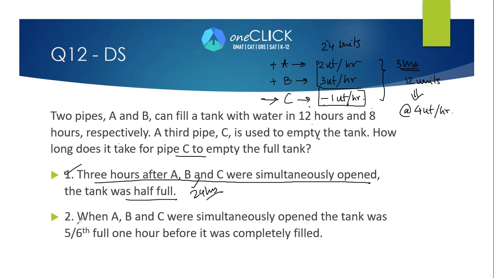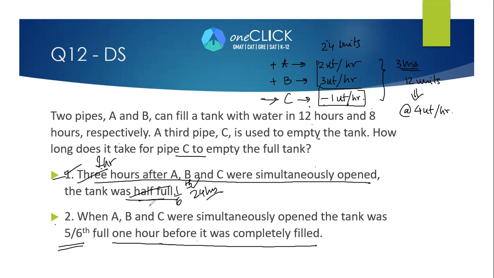Now number 2 is basically the same as 1. See, in 3 hours, if you have filled up half, then in 1 hour, you would have filled up 1/6. So that's what they are saying. That if they were open simultaneously, 1 hour before it was completely filled, it was already 5/6 full. Meaning what? That in that 1 more hour, they would fill up 1/6.